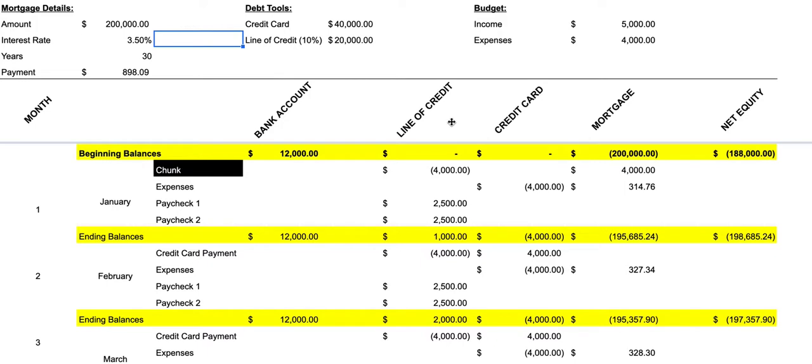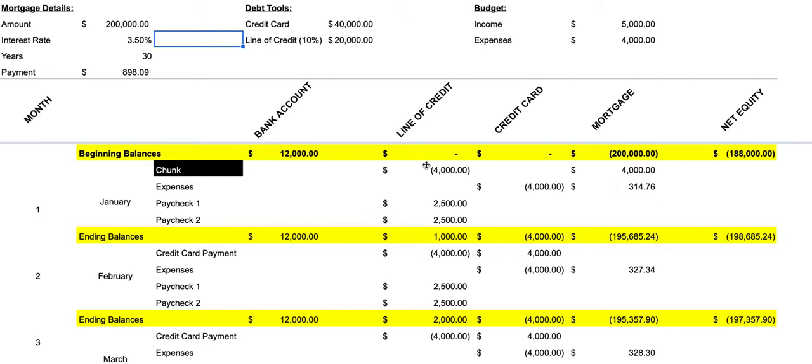Now, a couple of things I want to point out. Well, let's just get into it because there's a lot going on. Let's say you're at the beginning of January. You just purchased your house. Using this strategy, we are going to use our line of credit, which has a $20,000 balance, and make our first chunk, our first big payment towards the mortgage. So let's say you take negative $4,000, and I'm doing this with the amount of expenses that you have. Expenses are $4,000.